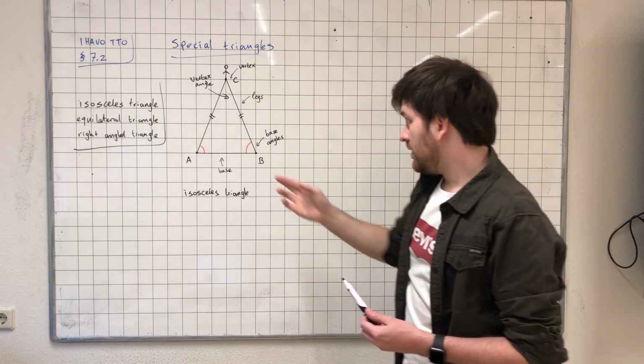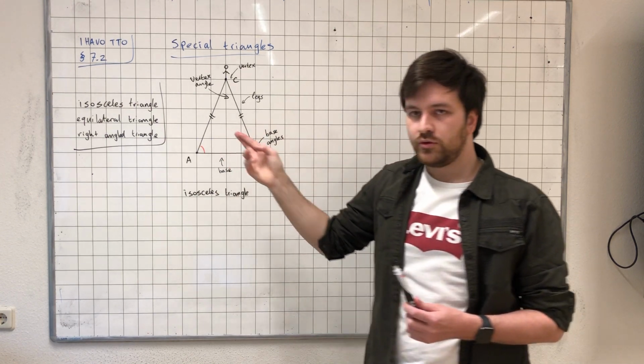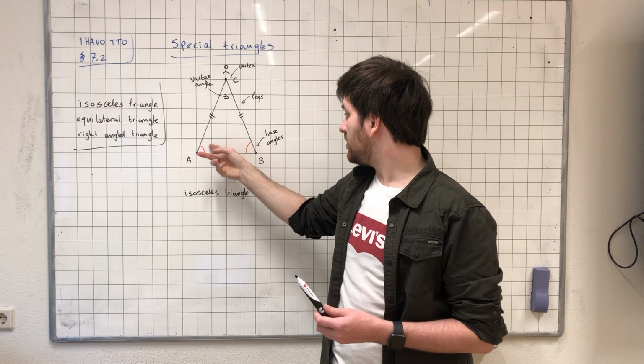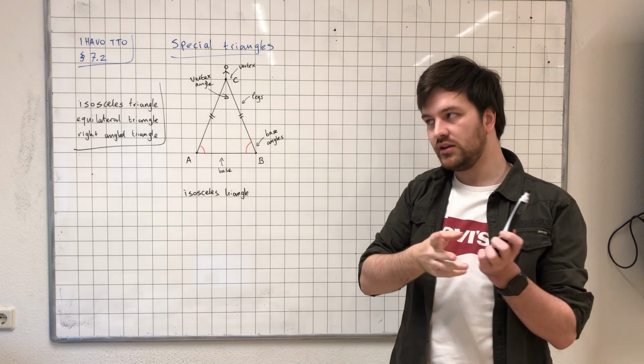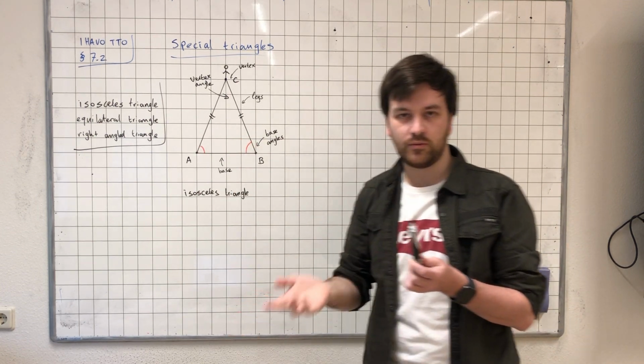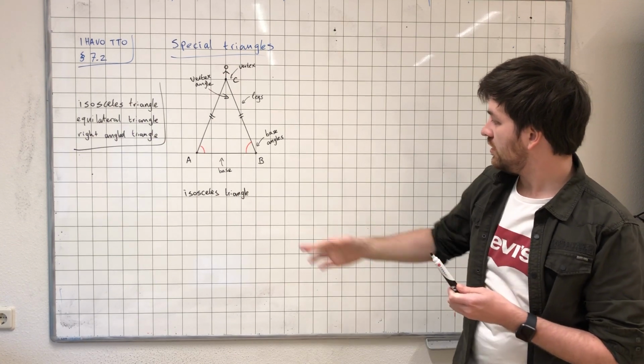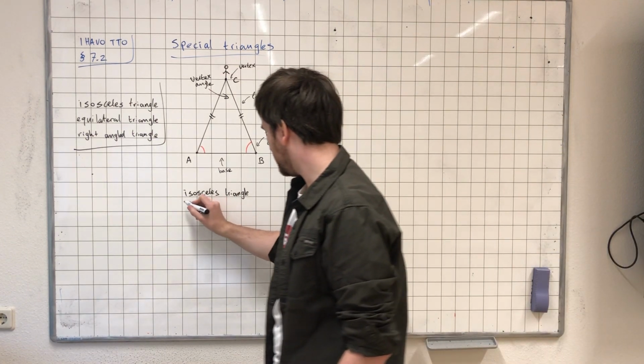So basically, this could be useful. For example, if you know that this angle is 80 degrees, then this angle also has to be 80 degrees. Sometimes it helps you with one extra step to calculate angles in a triangle. Hopefully that's enough about the isosceles triangle.